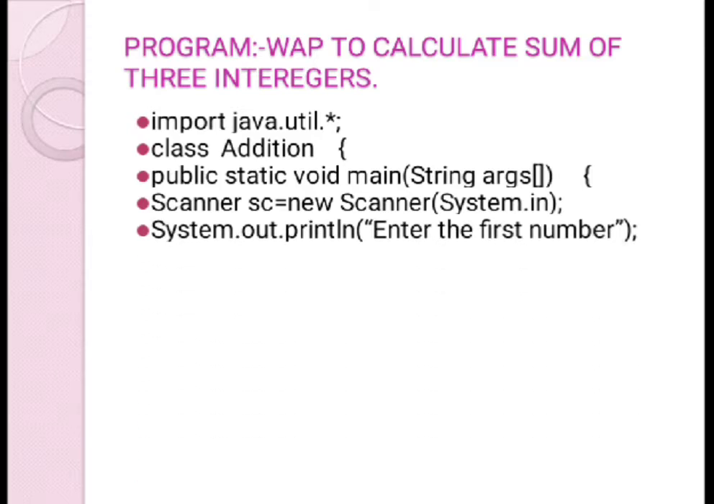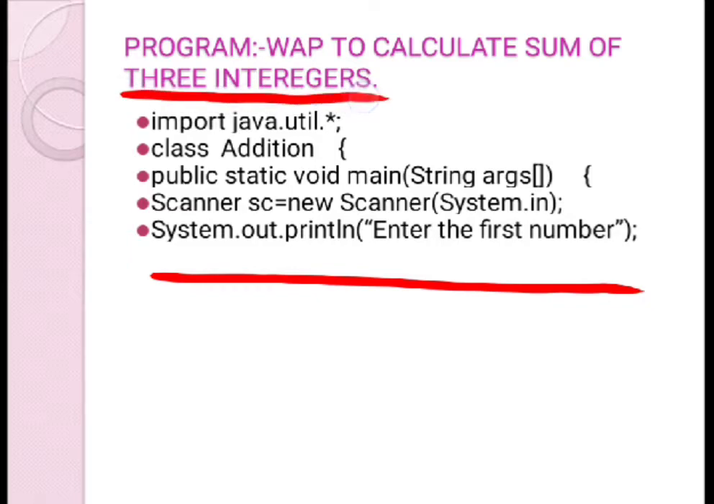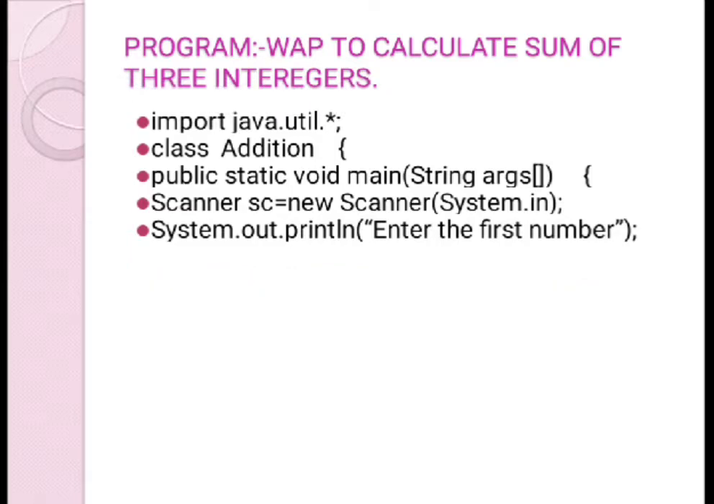After that you have to give a message to the user, so the user may understand what exactly he has to enter in the program. Here we are asking, enter the first number, because we have a program where we are using three integer values. After that we will store that number: int f = sc.nextInt(). nextInt is a method with the help of which we store the integer value.